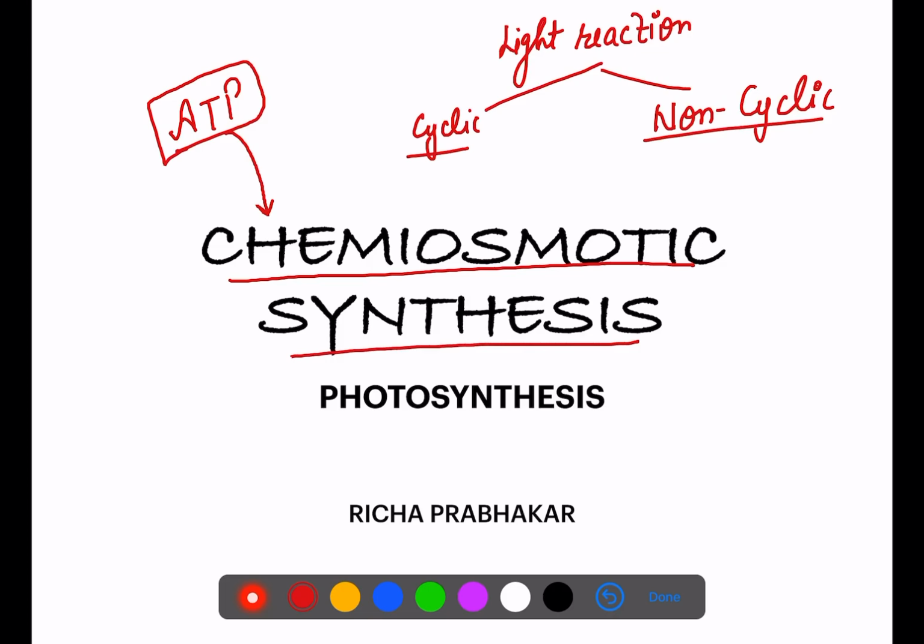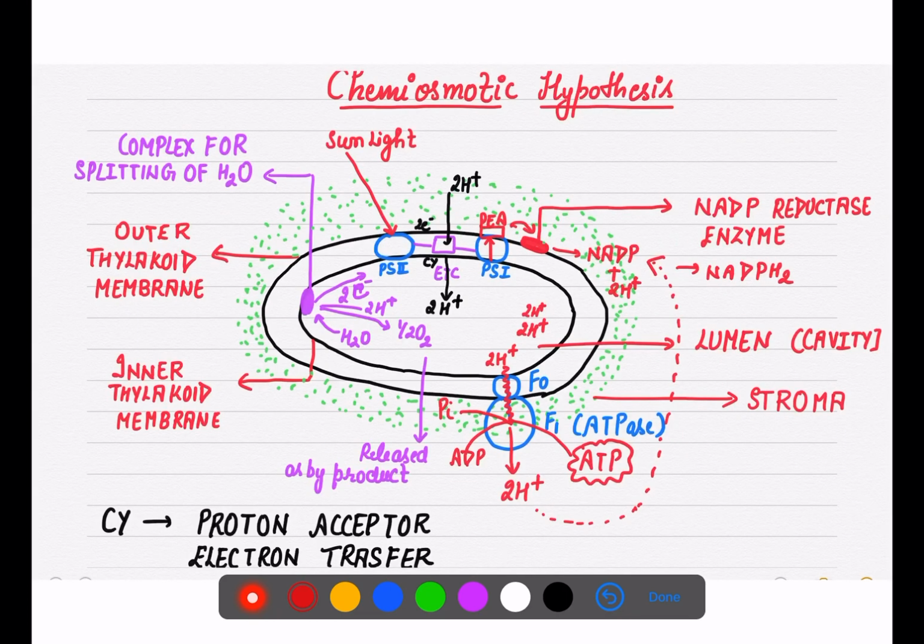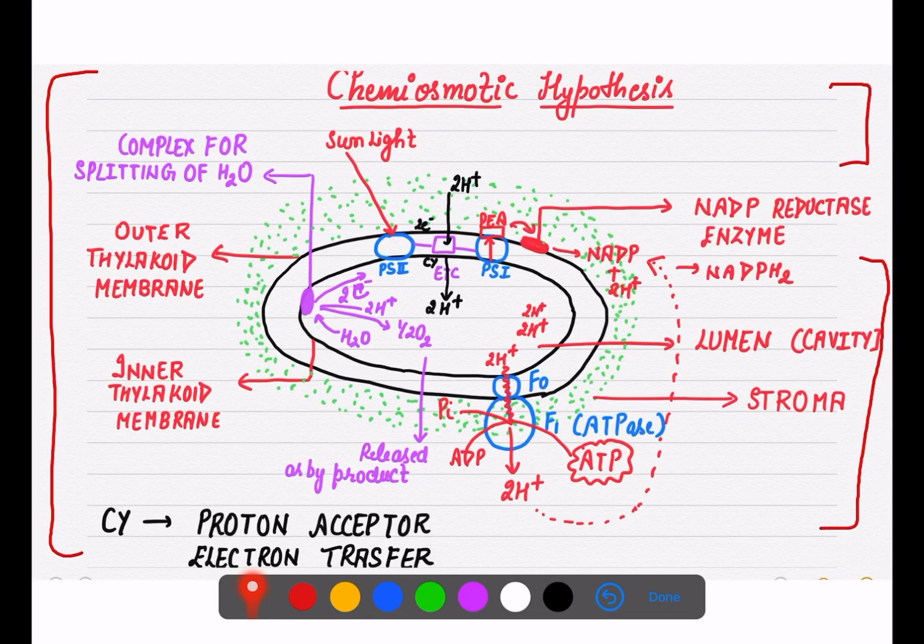We are going to understand that with the help of chemiosmotic synthesis. Chemiosmosis is a mechanism which helps us to understand ATP synthesis, or you can just say ATP formation. As you can see, there is a diagrammatic view here to explain chemiosmotic synthesis. I will request you to listen to me first, step by step, and then I'm going to explain the theoretical part of this hypothesis.